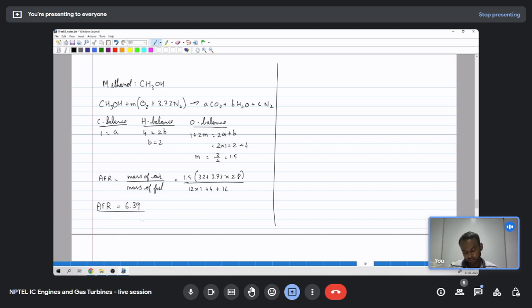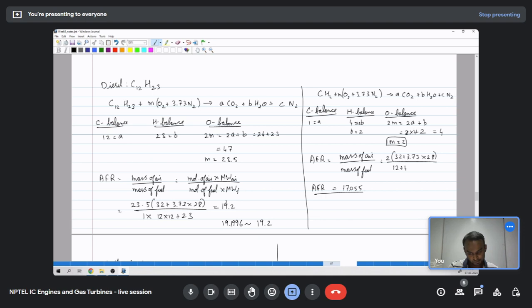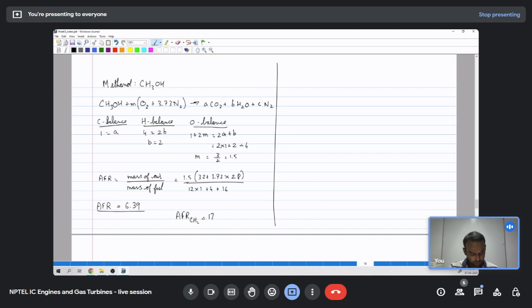So as we see, the air fuel ratio for methanol is 6.39, whereas AFR for methane was around 17.05. So this is the difference we get in having an oxygenated fuel. So that means we need not focus much on the mixing of air and fuel in the system. We can have very fast combustion, better combustion, without formation of soot or unburned hydrocarbon, etc.